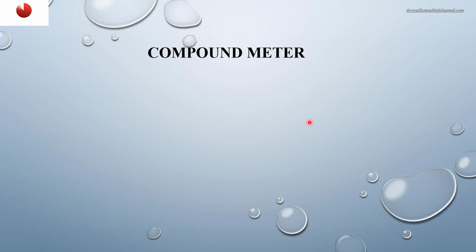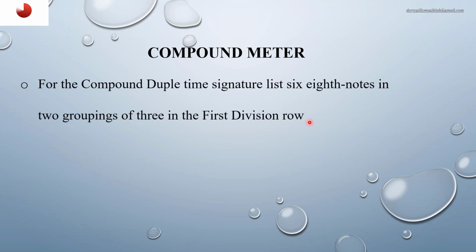Understanding compound meter is somewhat complex, and it has to go through a lot of preparatory statements to assist in comprehension. Okay, so for the compound duple time, list 6/8 notes in two groupings of three in the first division row. But before we can get to that, let's talk about what it actually means. So let's prepare ourselves and our minds.